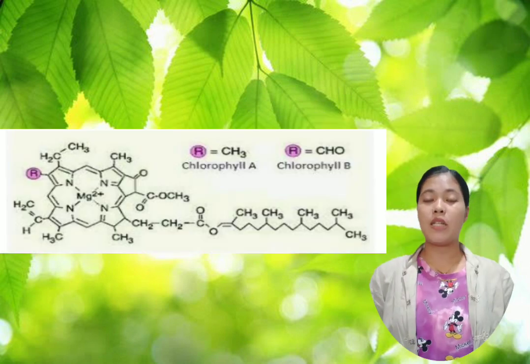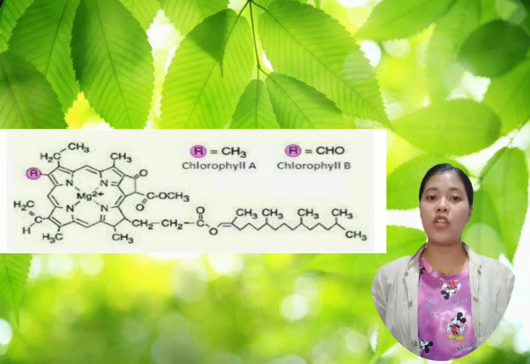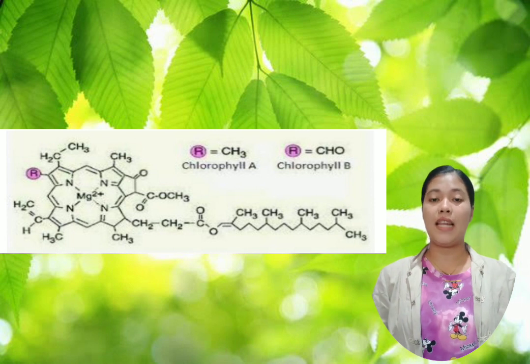The difference between chlorophyll A and chlorophyll B is regarding their part in photosynthesis. Chlorophyll A is the most important pigment used in the process of photosynthesis, whereas chlorophyll B is the secondary pigment as it collects the energy and passes it to chlorophyll A.